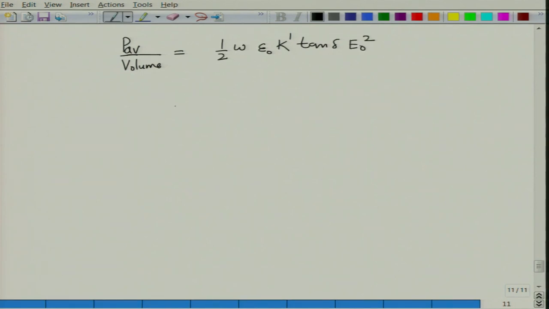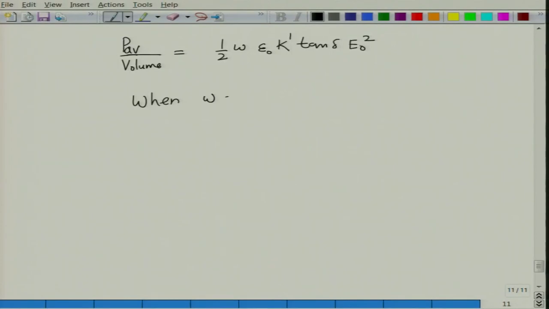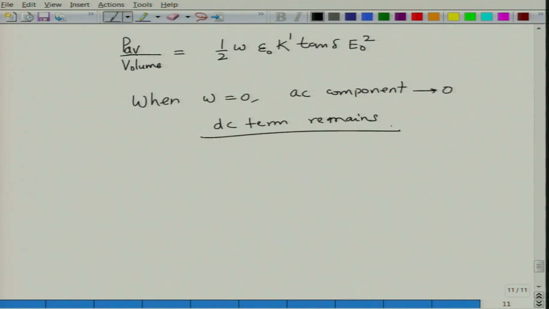So if you now make the frequency equal to 0, this becomes equal to 0. Right. So the only term that you will be left with is the DC term, which we have ignored. So when frequency is 0, the AC component will vanish, and you are left with only the DC term, which we have ignored because we have considered this to be smaller than the AC component.